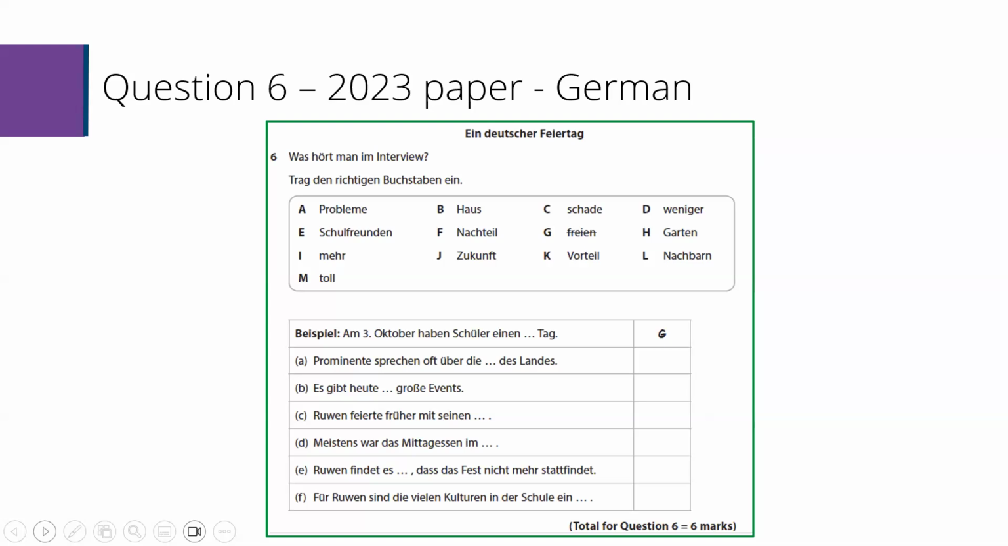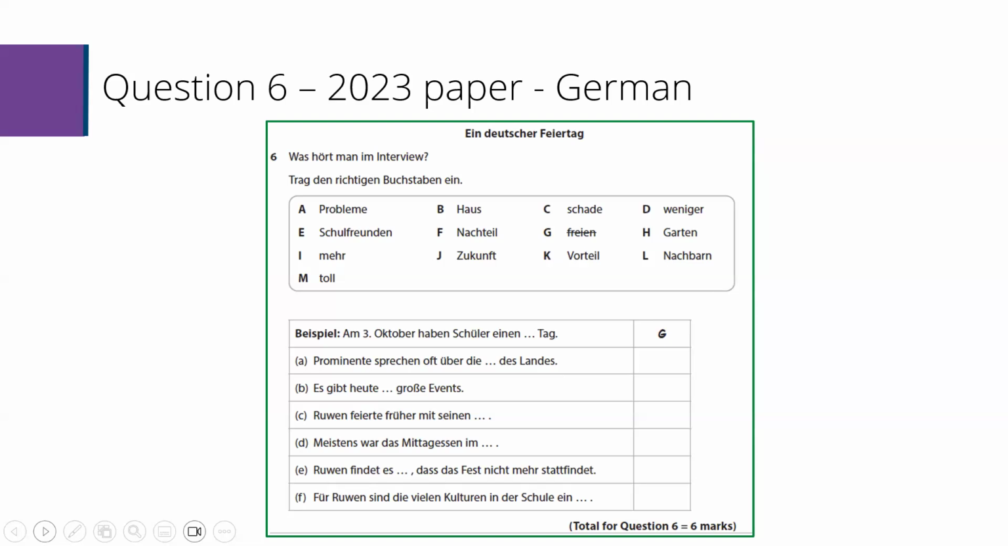If we look at question 6 now, we have a different question type, and we're doing a German example here. What candidates would need to do is write the correct letter for the correct word that fits into the gap, which is where the 3 dots are in those 6 questions. Again, they're given an example, and notice that the example G is crossed out.